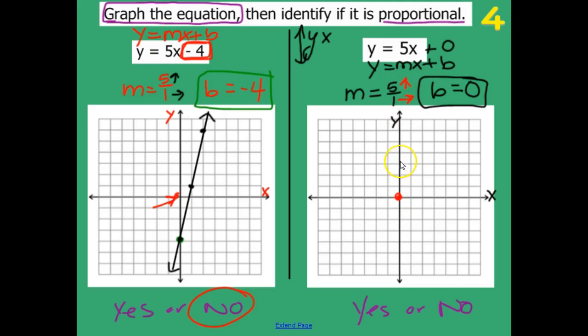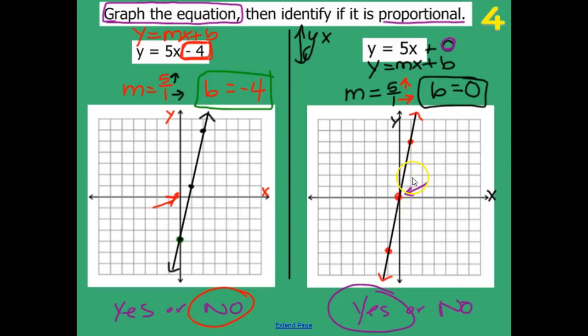Rise 5, 1, 2, 3, 4, 5, and over 1. Instead of going up and right, we can also go down and left. So down 1, 2, 3, 4, 5, and 1 to the left. Draw your line through. Now this one is proportional. Yes, it is proportional because b is 0, and you can see it goes right through the origin.